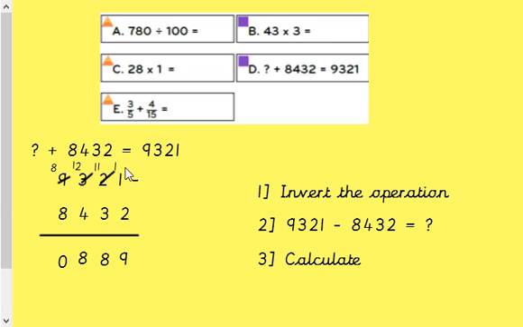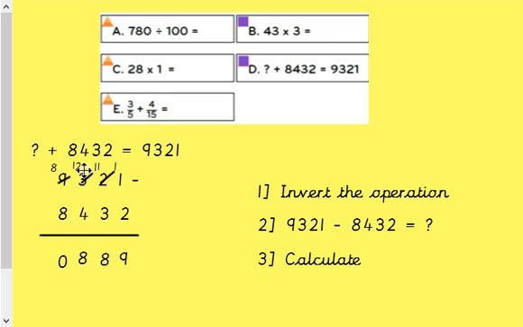That makes this number 11. 11 take 2 is 9. Now I was left with 1 take away 3, still can't do it. So I will need to exchange from the next column, which makes this number then 11. 11 take away 3 would be 8.